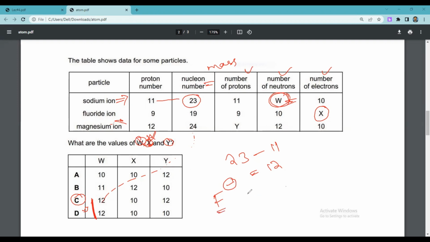Fluoride means that 9 electrons are present in fluorine and it has gained 1 more electron. Therefore the total number of electrons is 10. Here is also 12, here is also. So our decider will be magnesium. The value of Y: he is asking about the number of protons. The number of protons is equal to the atomic number or proton number, which is 12. So our correct option will be C. I hope this is clear now.